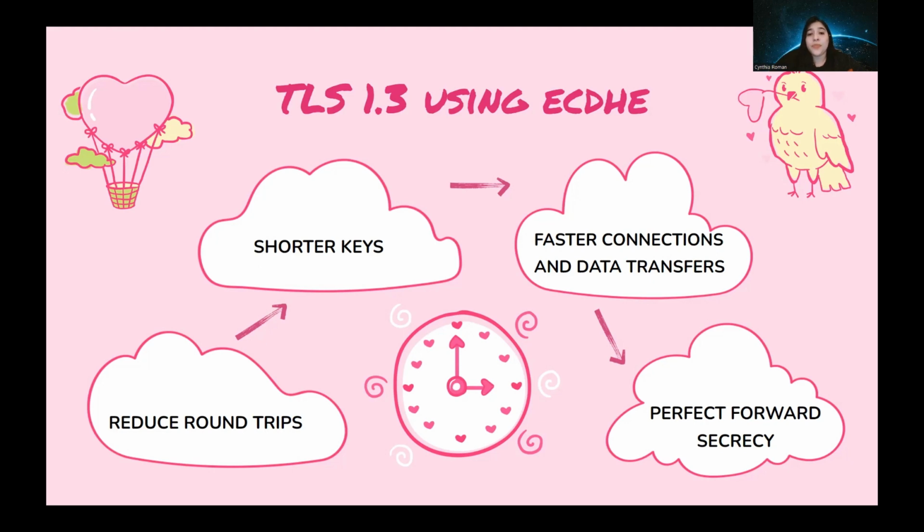The ECDHE process involves each party randomly generating a public-private key pair and then exchanging their public keys. These public keys independently compute a shared secret key on both sides. And importantly, this shared secret key never travels over the internet, which enhances security.